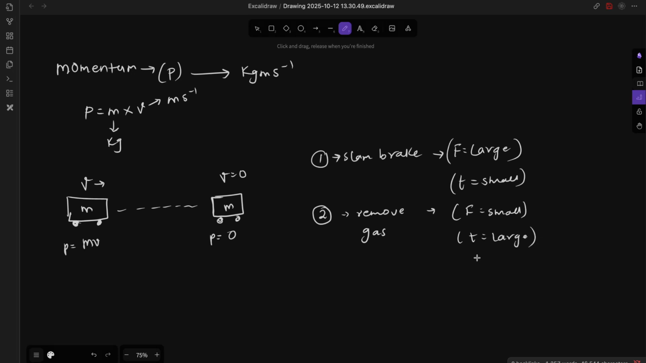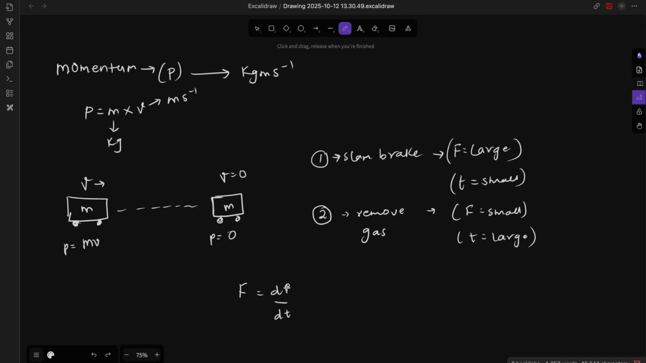And this brings us to Newton's second law. So Newton said that whenever you apply a force on an object, it suffers a change in momentum with respect to time. That means if your force is large, your time will be small. If your time is large, your force will be small. That means I'm keeping the change in momentum constant.